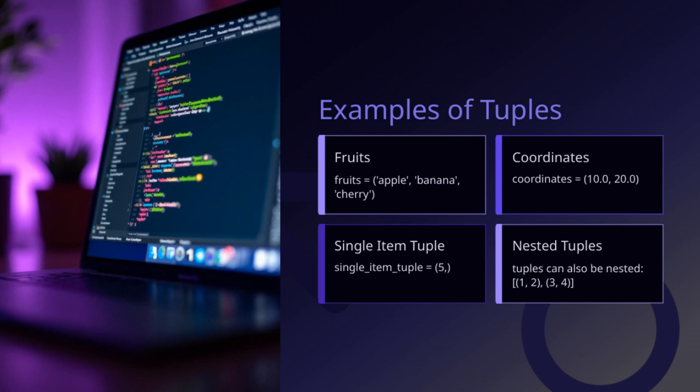Lastly, tuples are also great for storing collections of related items, like fruits. For example, fruits equals apple, banana, cherry gives us a simple, ordered list of fruit names. Overall, these examples highlight the flexibility of tuples, whether they're nested, used for coordinates, single items, or collections, making them a versatile tool in our programming toolkit.